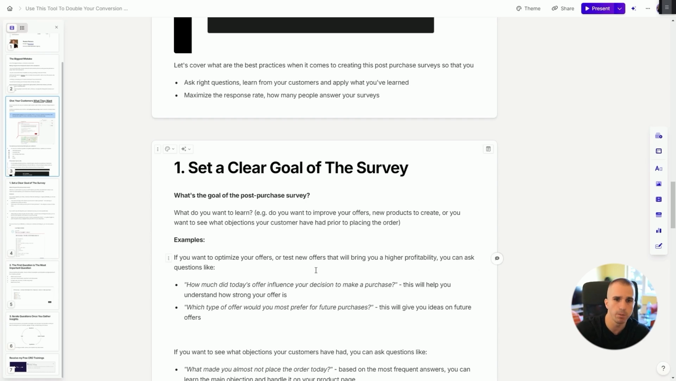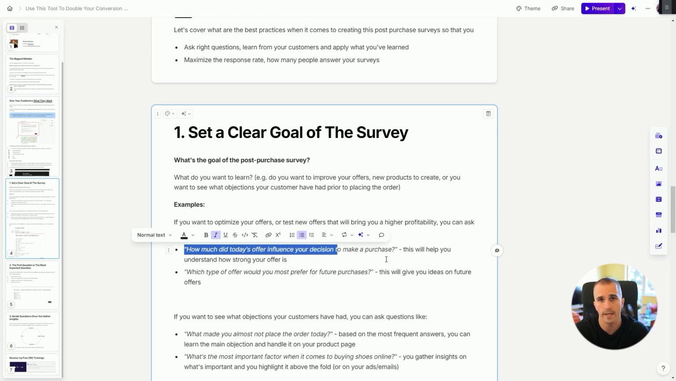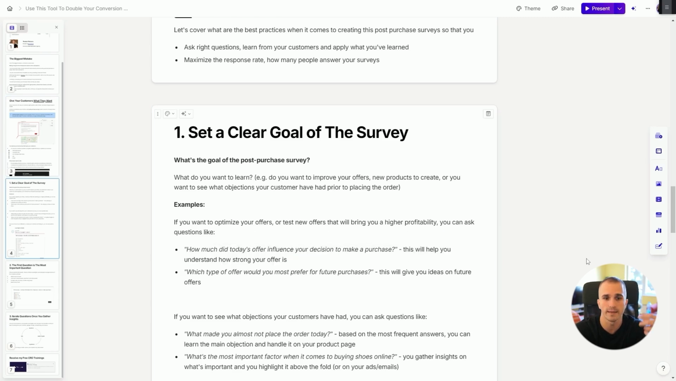So for example, if you want to optimize your offers or test new offers, you can ask questions like, how much did today's offer influence your decision to make a purchase? This question helps you understand how strong your current offer is. If it's not that strong, it means that you should try some new offering to resonate with your customers. You can also ask questions like, which type of offer would you most prefer for further purchases?